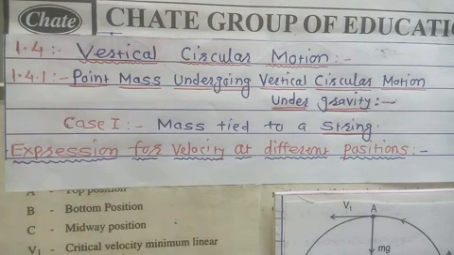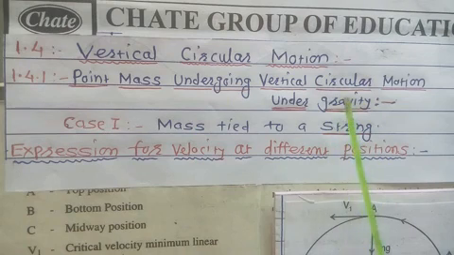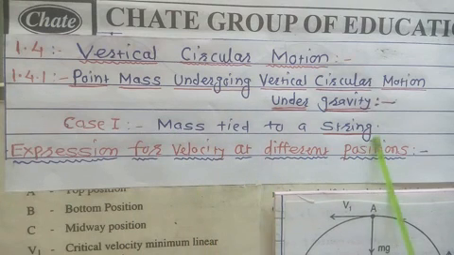Also in this case, there is a conservation of energy, that is kinetic energy is converted into potential energy and potential energy is converted into kinetic energy. Now we have to study the first case, that is the mass tied to a string. Note down, here we have to study the vertical circular motion under gravity. That means number 1, speed goes on changing, and number 2, there is a conversion of KE into PE and vice versa.